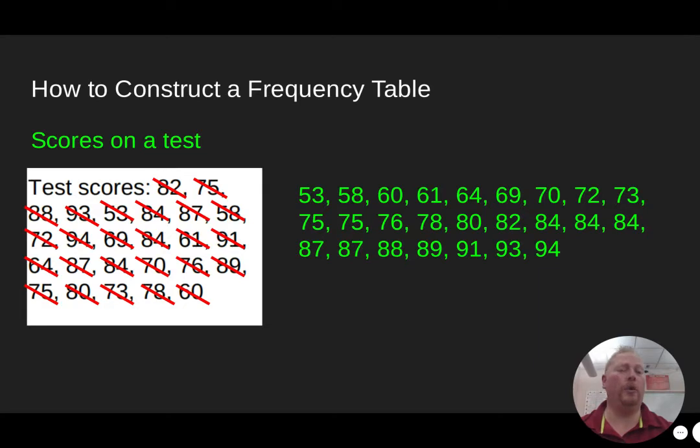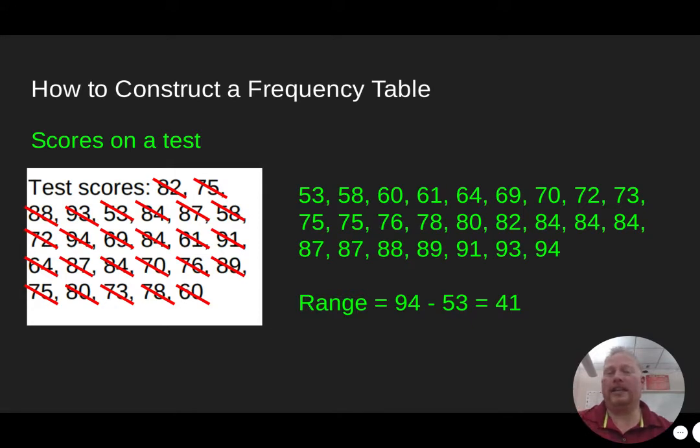Now let's figure out what our range is. Our highest value is 94, and our lowest test score was 53. If I subtract those, I get a range of 41. So put your scores in order, then find the range.